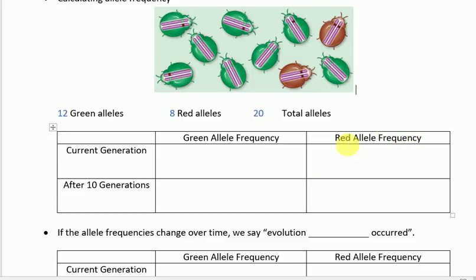So what we're going to do is to figure out the current generation. For the green allele frequency, we would take that 12 and divide it by the total of 20. So that would give us 0.6, and then of course we'll multiply that by the 100%, and that would be our frequency of 60%. The red allele, same thing, we're going to do the 8 divided by 20, and that equals 0.4, multiply it by the 100%, so we're looking at 40%.